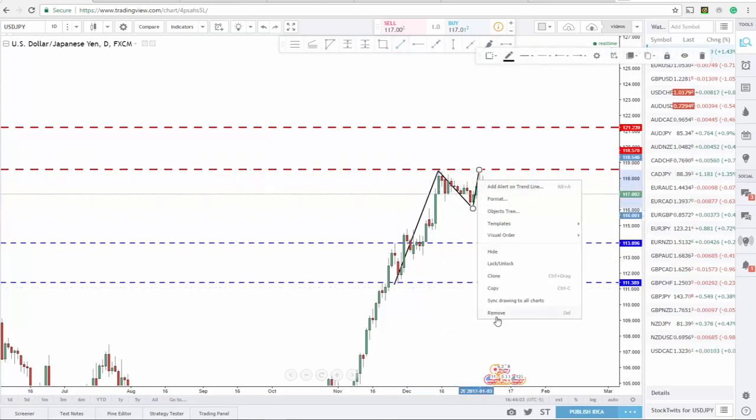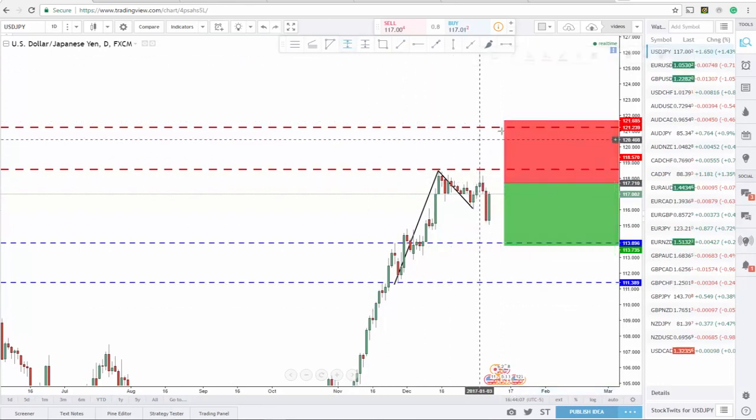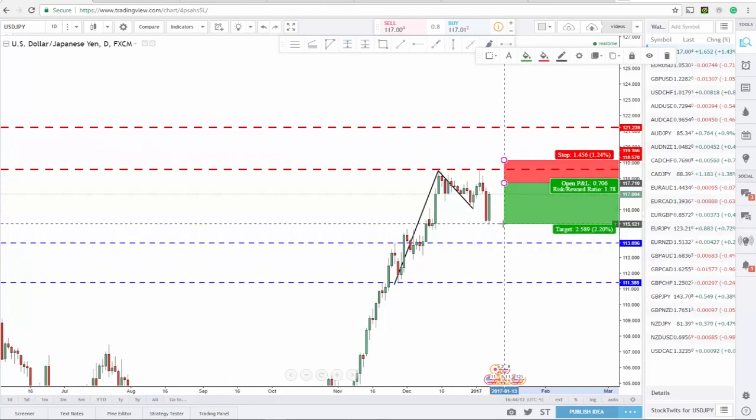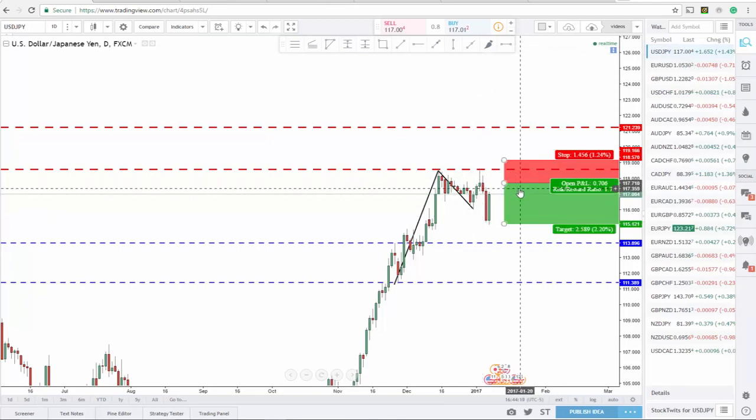Once we get this double top, if we had an entry from the close of that candle with a stop above that swing high, we could have gotten a little over a 1.7 risk to reward ratio on that trade based off the daily chart.